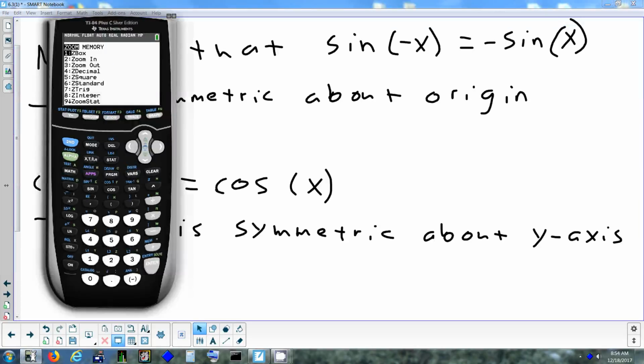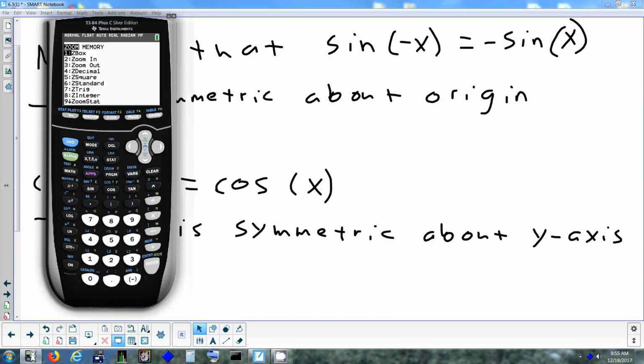Because what's happening, if you do zoom 6, that's going to set a window from -10 to 10. And depending on your mode, like if I was in degrees, to see a full cycle of sine, I have to go from 0 to 360. So if your window is -10 to 10, that's nowhere near 0 to 360. Okay.